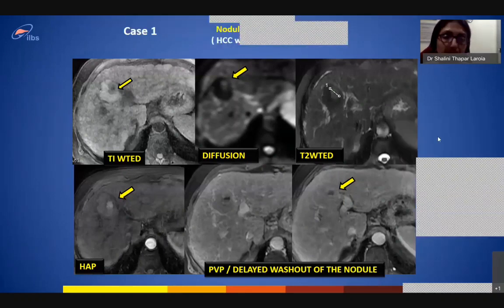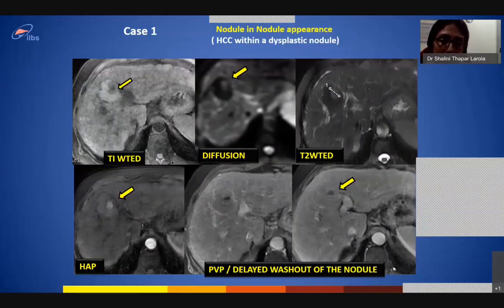Last ultrasound. Okay, so this is a long topic, but what I can say to you is that you can have a look at any of the recent papers. We also have a paper published from our institute on contrast enhanced ultrasound. It's been published in the World Journal of Radiology. Just type in my name, Shalini Thapar Laroya. We have described the technique and various lesions, the various HCCs that we saw on contrast ultrasound in the liver.